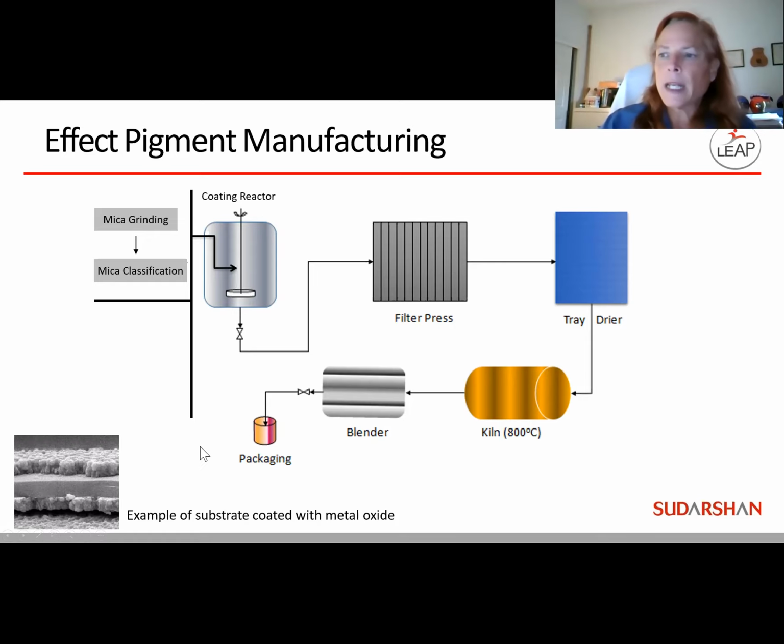And I just added in here, for those that are interested, a SEM photo of the metal oxide that's bonded to the platelet surface, so that you can get a better feel for ultimately what these look like on the surface. So that thickness of metal oxide is what dictates the color.